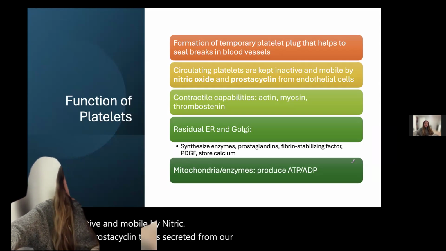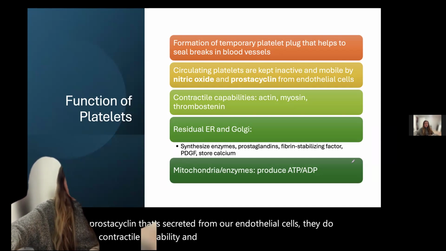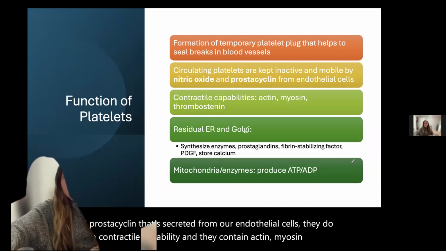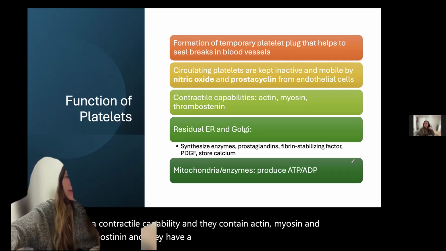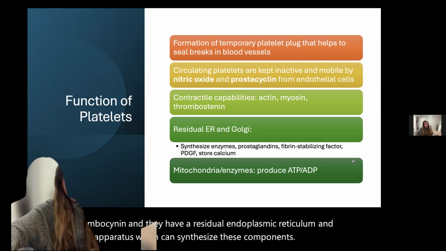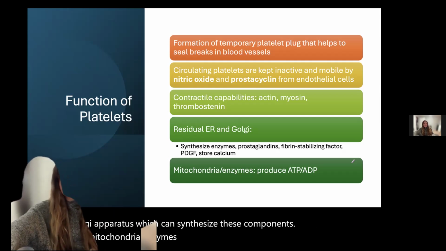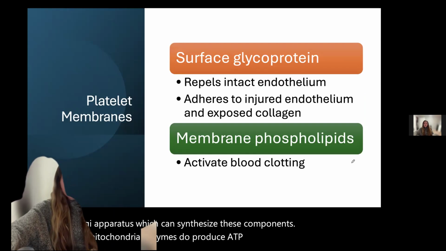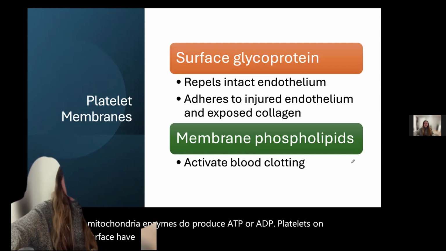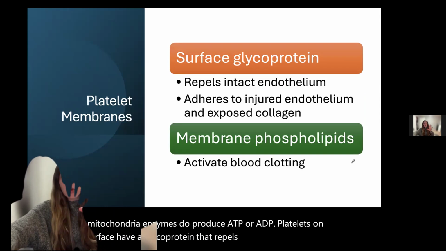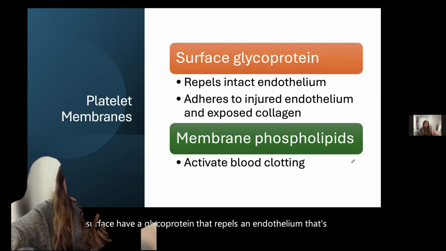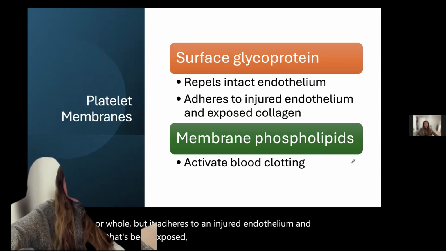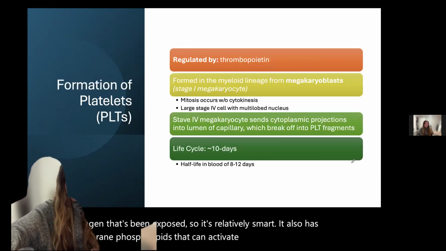They do have a contractile capability and contain actin, myosin, and thrombostatin. They have a residual ER, endoplasmic reticulum, and Golgi apparatus, which can synthesize these components. The mitochondria enzymes produce ATP or ADP. On the surface, platelets have a glycoprotein that repels an intact endothelium, but adheres to an injured endothelium and exposed collagen, so it's relatively smart. It also has membrane phospholipids that can activate the blood clotting cascade.